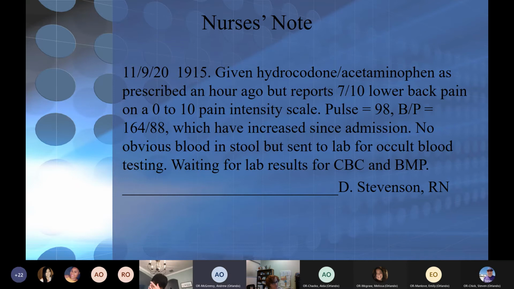Seven out of 10 after administration. Okay. Anything else? BP. What did you say? The BP is still kind of high. Yeah. Okay. Anything else? Any other thing that might indicate? I'm not saying there is, I'm just asking. The pulse is kind of high, but I don't know what the regular pulse is for. Okay. All right. So let's take a look at the answer.